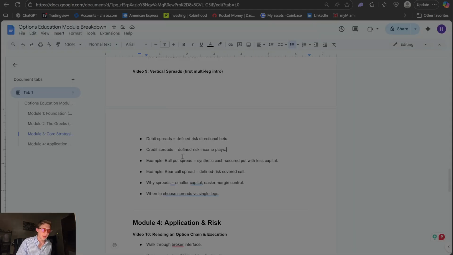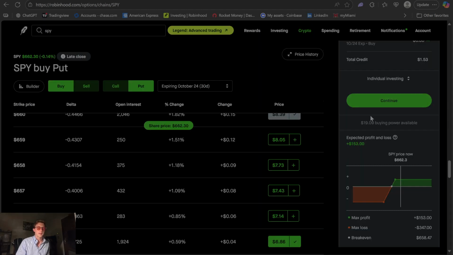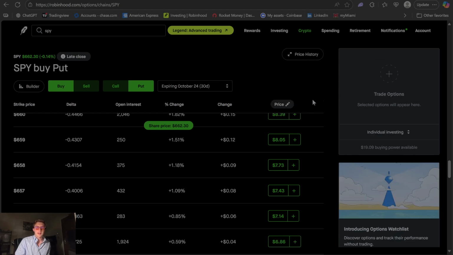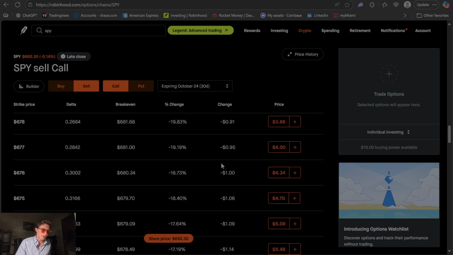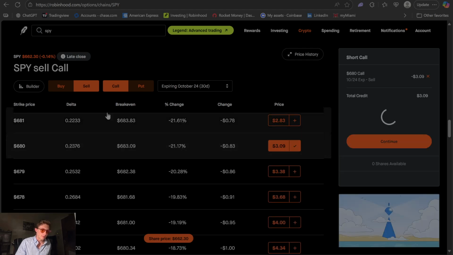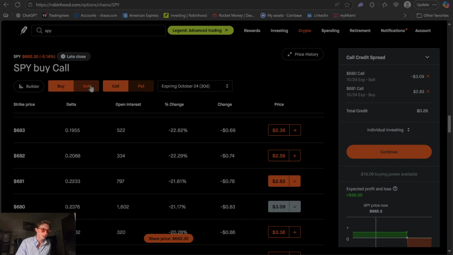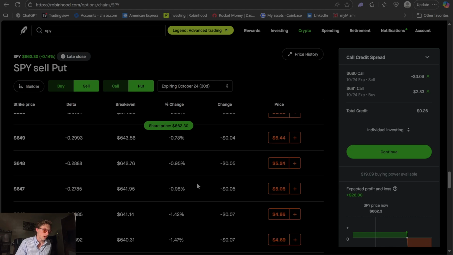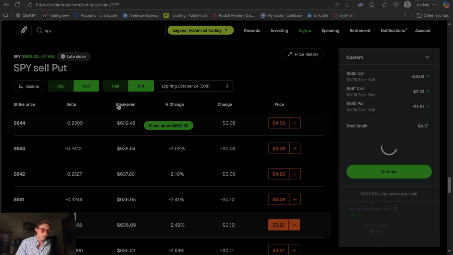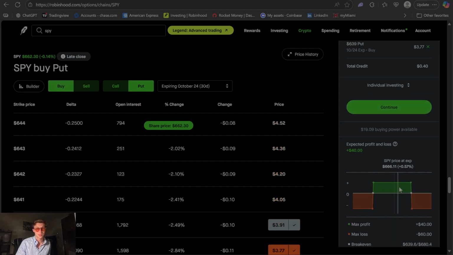Now, I'm going to throw you guys a little bit of a curveball and say, what if I think the stock is going to be range bound? Well, you can make a four-legged option strategy. So say I wanted to say SPY is going to stay between 680, and I can make this here. And it's also going to stay above 640. We have made an iron condor, which looks like this. It looks really, really cool.